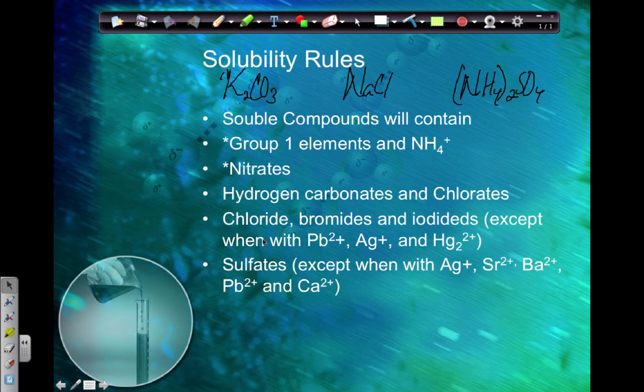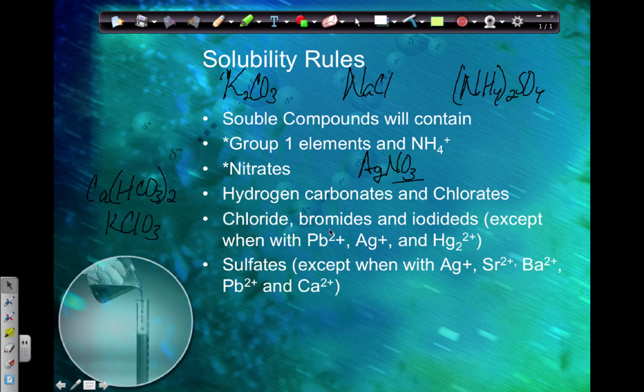Okay. If it has nitrate, it is also always soluble. So silver nitrate, soluble, because I have nitrate in it. Hydrogen carbonates are usually soluble, so if it has HCO3 in it, it's soluble. If it has chlorate, it's soluble, so potassium chlorate would be soluble, or barium chlorate would be soluble. Calcium bicarbonate would also be soluble.